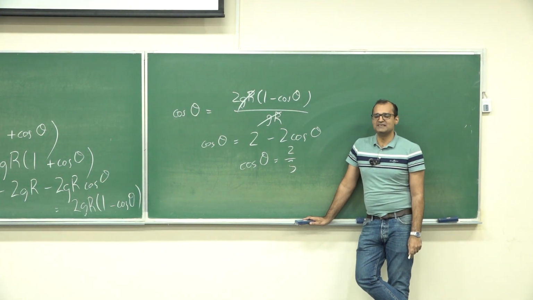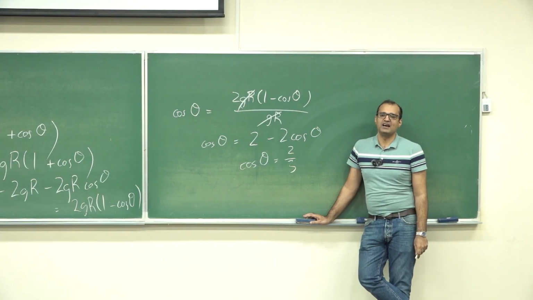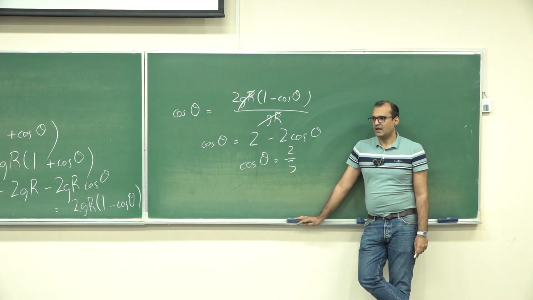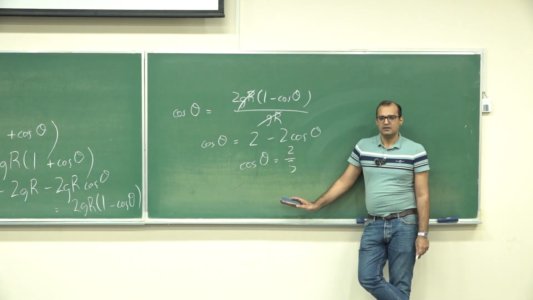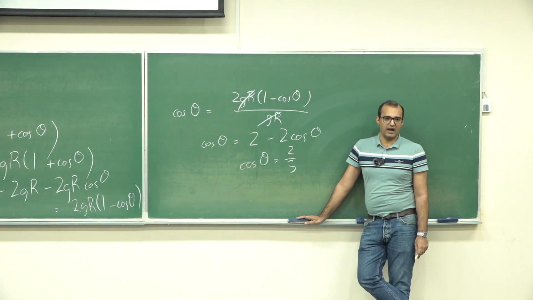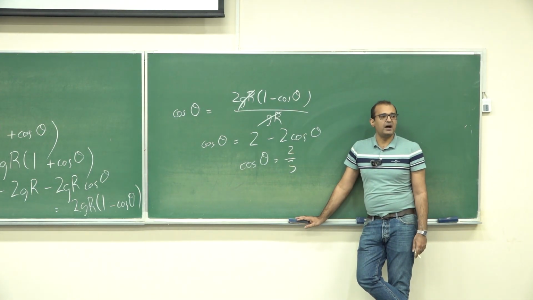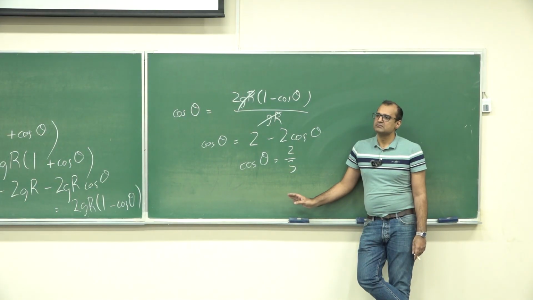That if you go to the moon and do this experiment, where does the toy car lose contact? At exactly the same point. Your answer is independent of g. If you use a bigger track, a track with a bigger value of R, where does it lose contact? Exactly the same angle. The angle is independent of capital R.